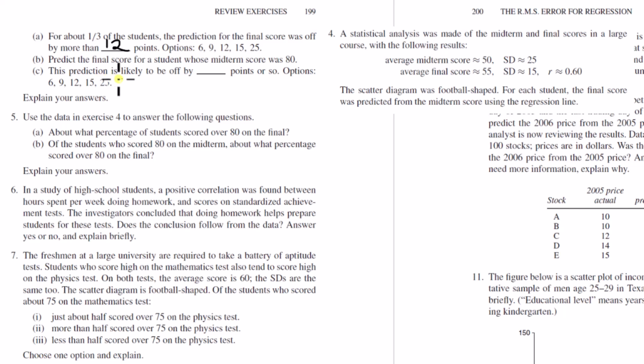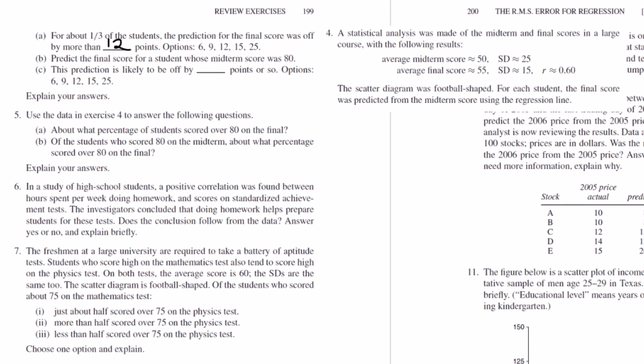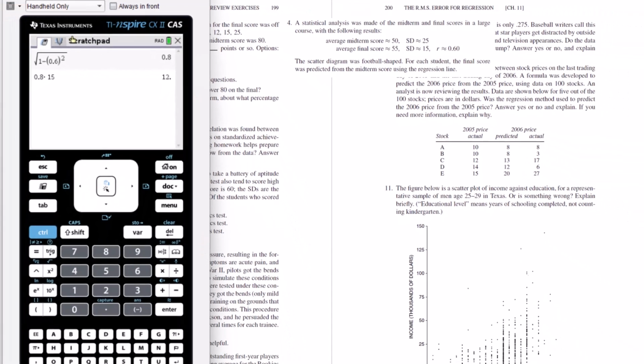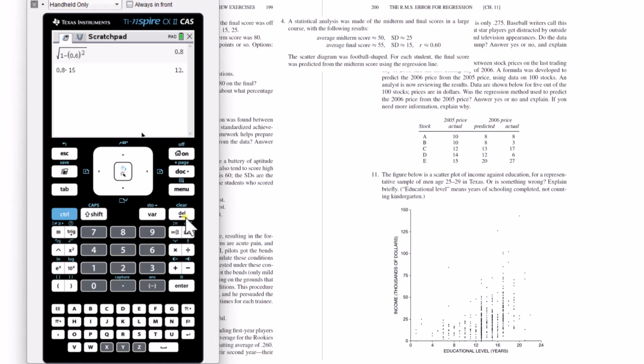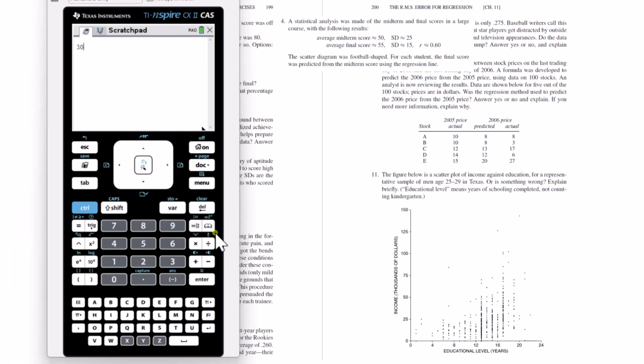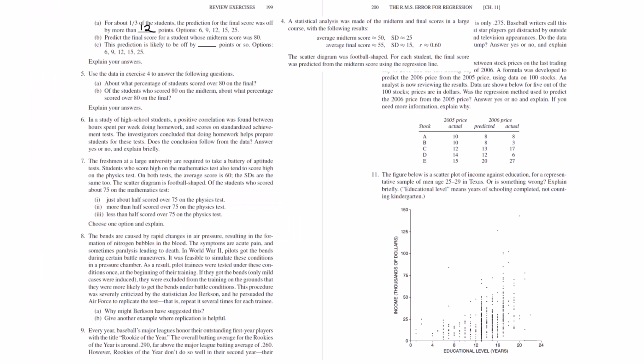Predict the final score for a student whose midterm score was 80. This is just regression. With a midterm score of 80, we're 30 points above average, so divided by 25, it's that many standard deviations in the x direction. Now we apply that same many standard deviations in the output, but times 0.6. Then we add that to 55 for the final score, so 65.8.